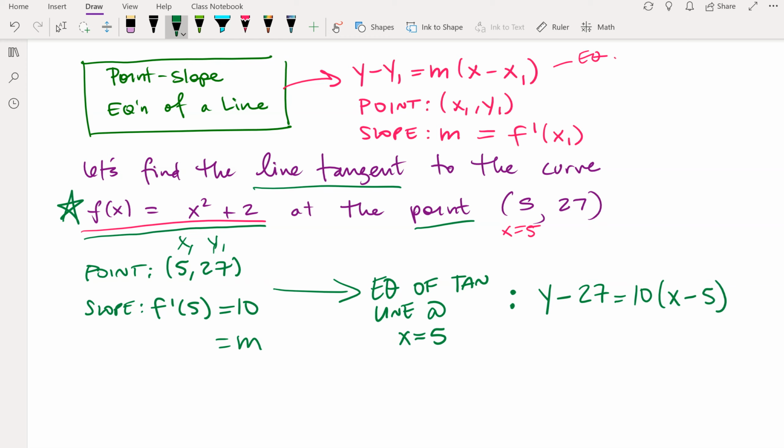All right, and then usually for FRQs, you can leave it like this. FRQ stands for free response question. For multiple choice, you have to actually solve. So let's practice that. We are going to say y equals, we're adding 27, and we're going to distribute the 10. So we have 10x minus 50 plus 27, and then you would simplify from there to get your multiple choice answer.